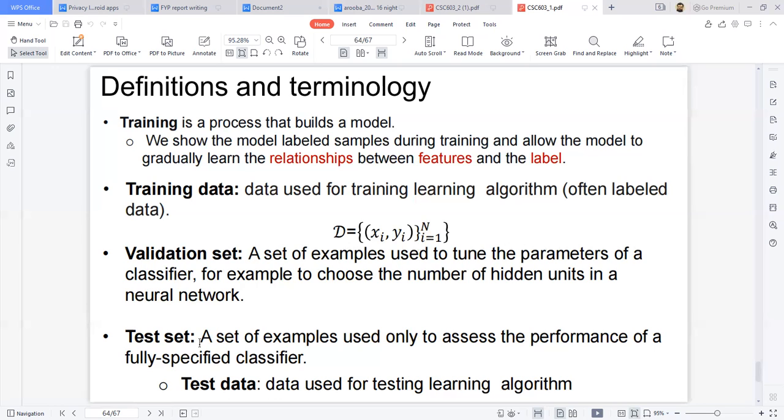And a test set is a set of examples used only to assess the performance of a fully specified classifier. So test data we only use to test the learning algorithm. As we already know, we divide the dataset into training and testing. The training dataset we use to train the model, and the testing dataset we use to check the performance, that is, how accurately the model has learned.